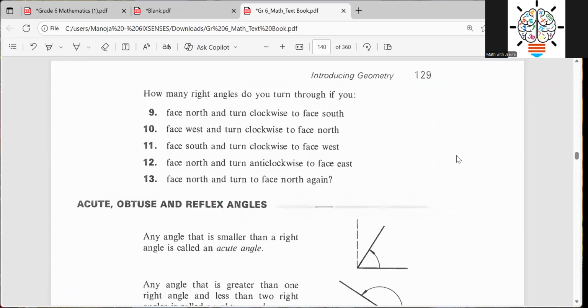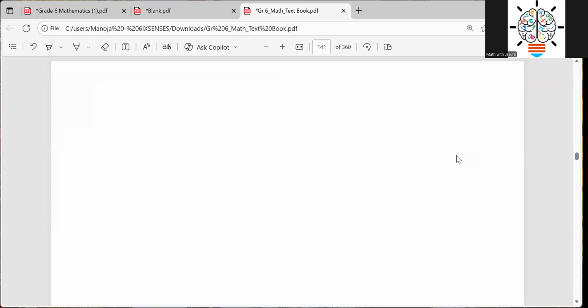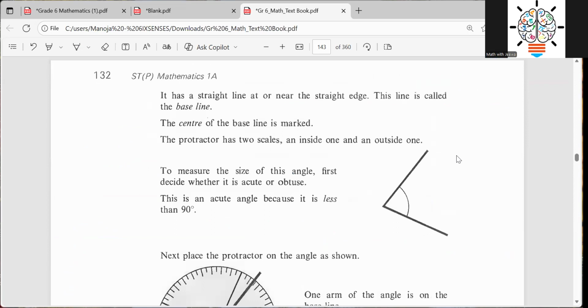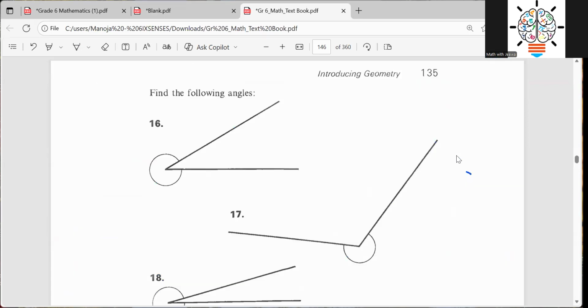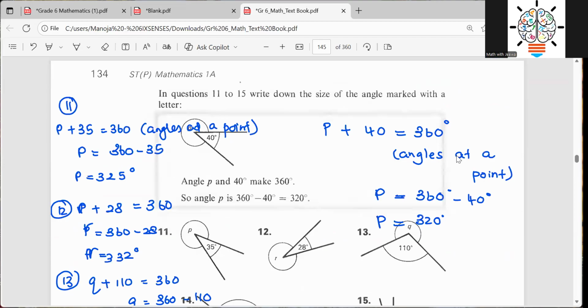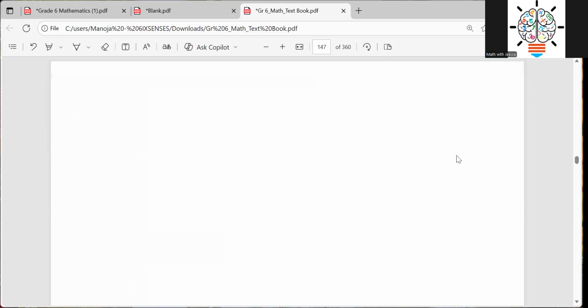Now you can see that you have learned the same thing, children. You don't get anything different, the same thing you get. I will show you something related to the next question. See, if you have something like this, you have this reflex angle and 40, they should add up to 360 because angles at a point add up to 360, and you get this p value. This is how you do it. Okay.